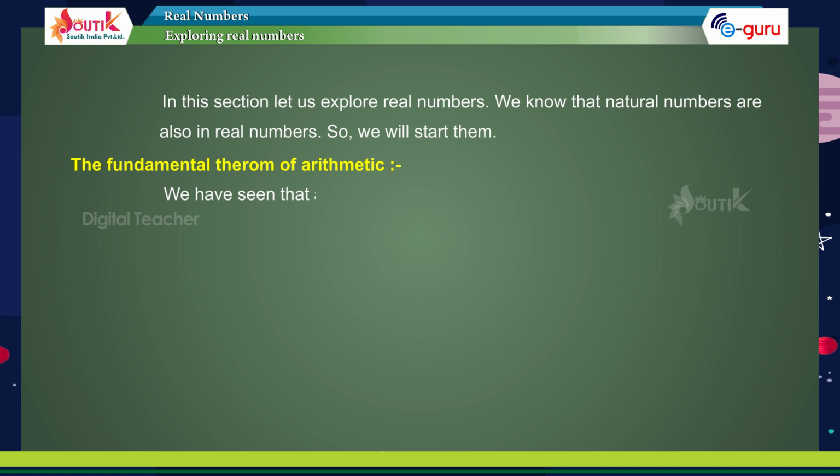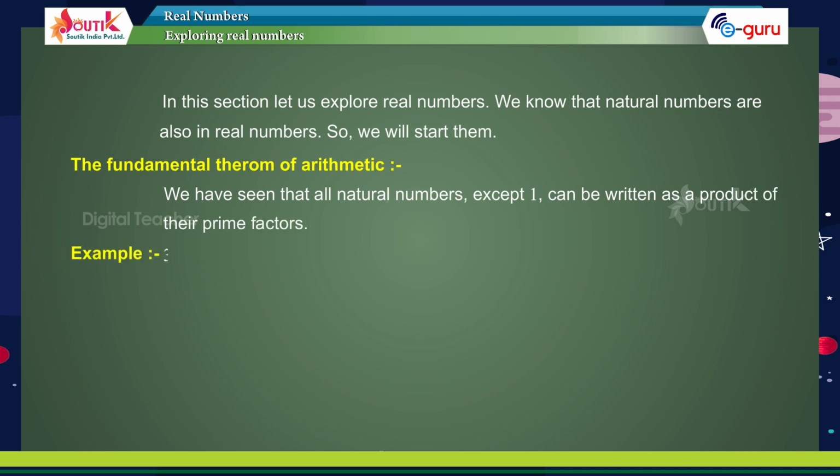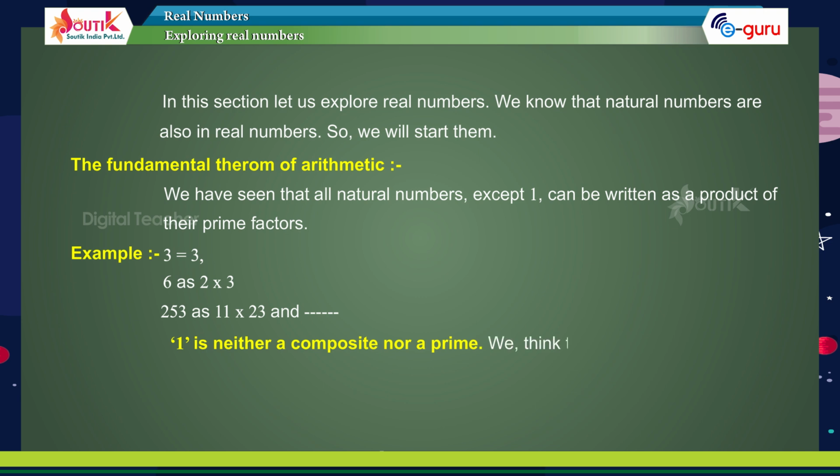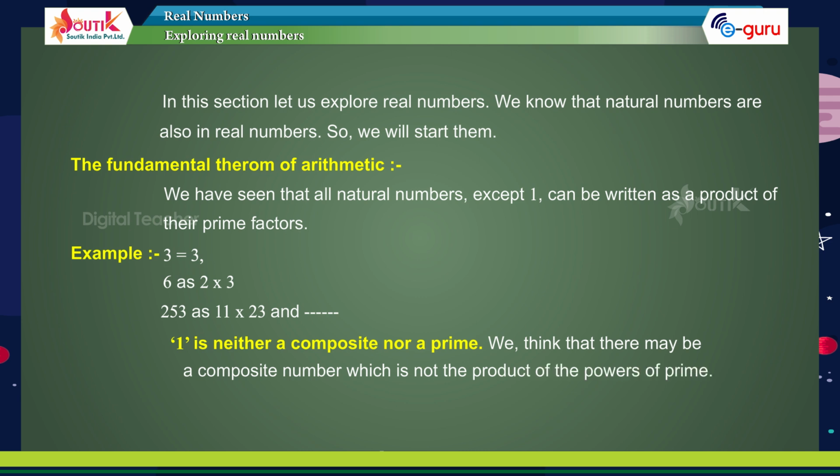We have seen that all natural numbers except one can be written as a product of their prime factors. Example, 3 equals 3, 6 as 2 into 3, 253 as 11 into 23, and so on. 1 is neither a composite nor a prime. We think that there may be a composite number which is not the product of the powers of primes.